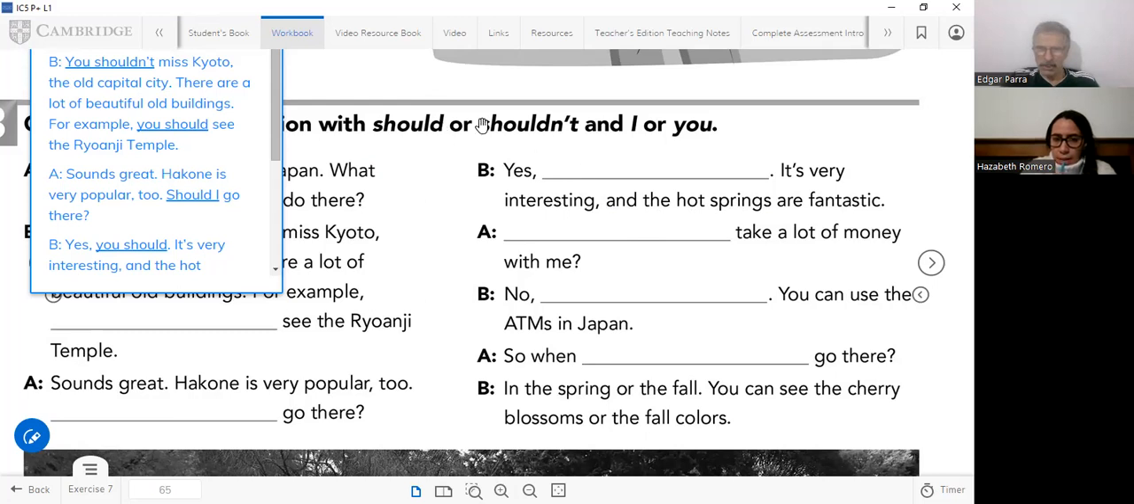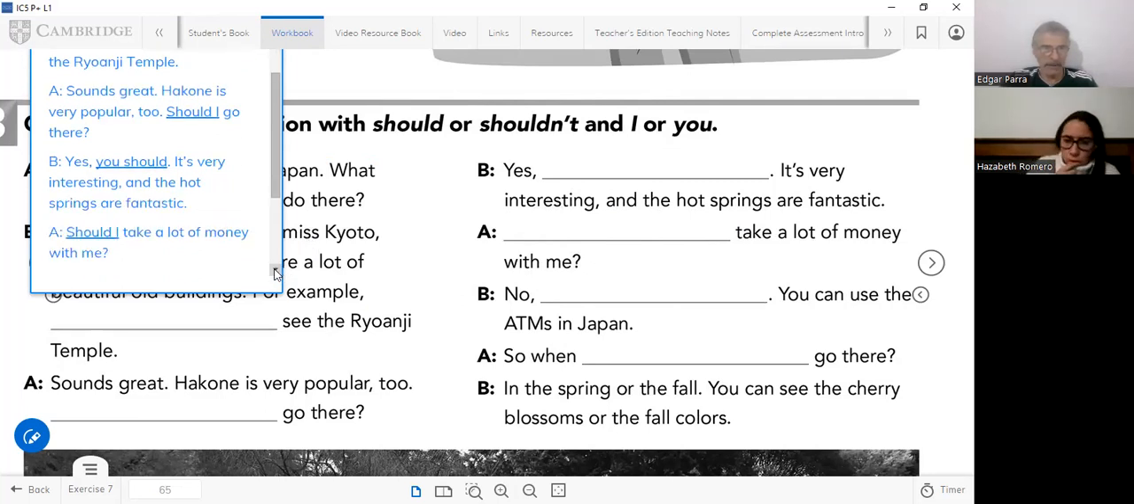What do you use here? Should or shouldn't? I or you? Should you take a lot of money with me? Should I? Because this is a question. You see that this is a question, and it's about me. So you say, should I take a lot of money with me?